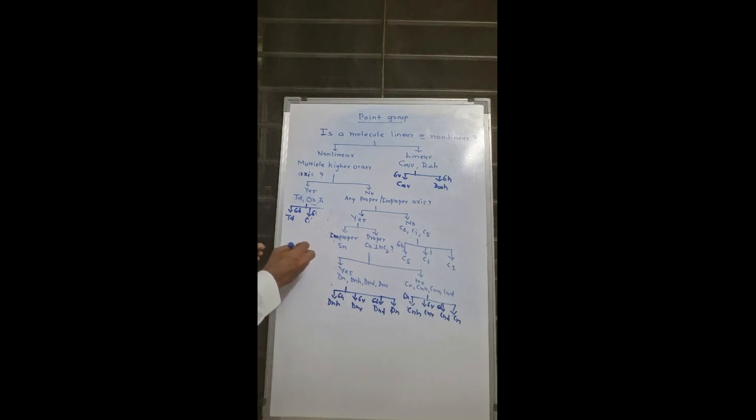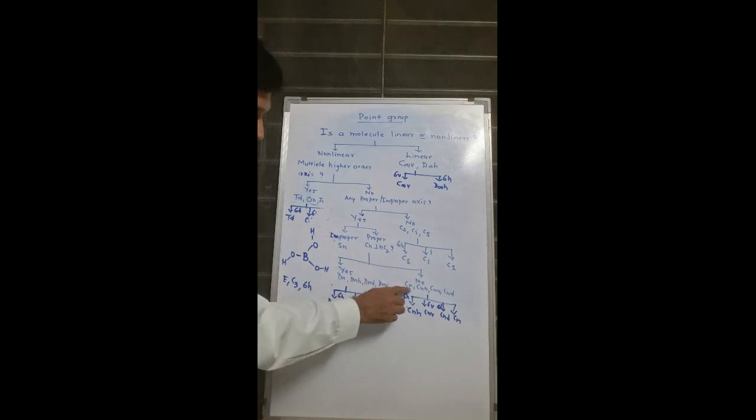Another molecule is boric acid. In case of boric acid, this molecule consists of E, C3, sigma H. So non-linear, multiple order axes are absent, and C3 is a proper axis and C3 is not perpendicular to 3 C2s, which means the point group is C3, C3H, C3V or C3D. So here sigma H is present, which means the point group is C3H.